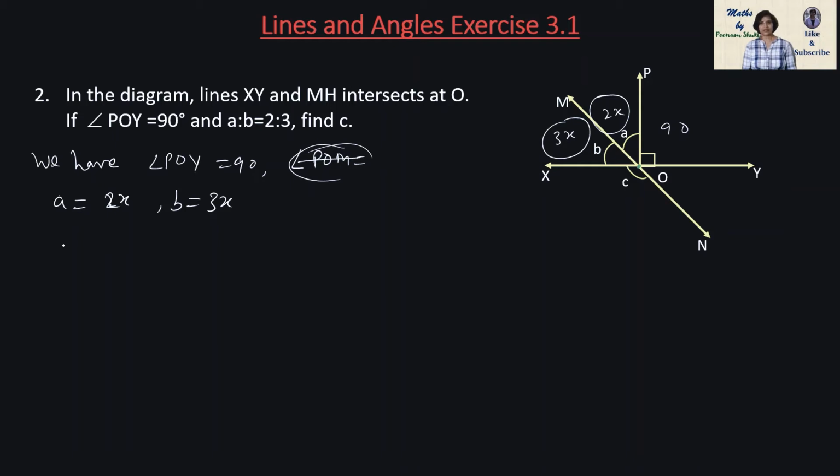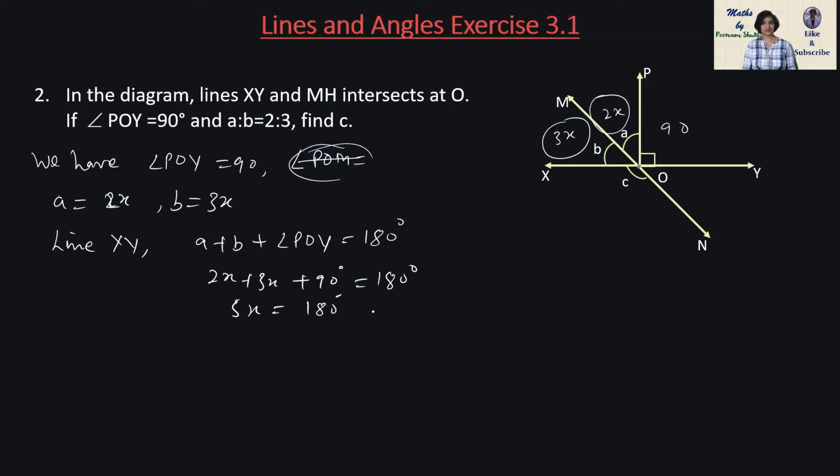So now here in line XY, what can you write? A plus B plus angle POY equals 180 degree, right? So here 2x plus 3x plus 90 equals 180 degree. So here 5x equals 180 degree minus 90 degree equals 90 degree. So x equals, you have to divide 90 by 5. So what will you get? 18 degree. Clear? Now you got the value of x.